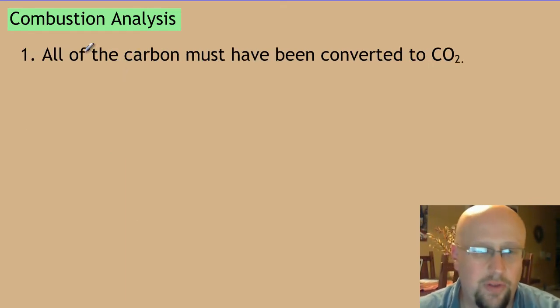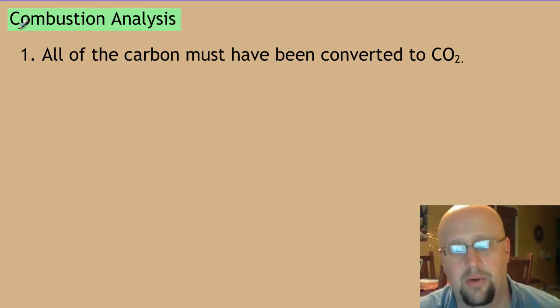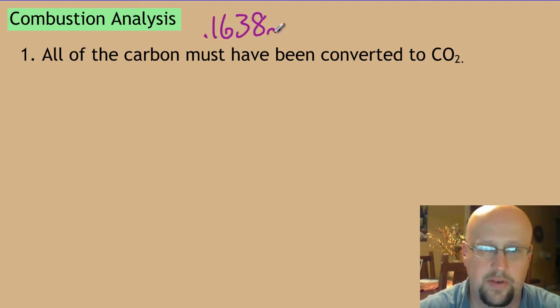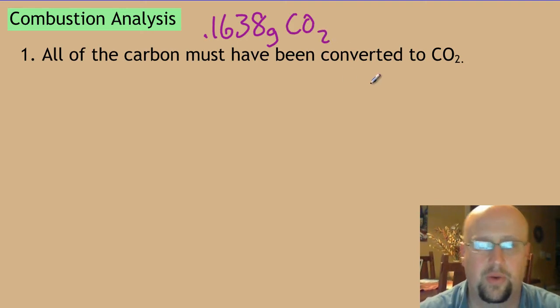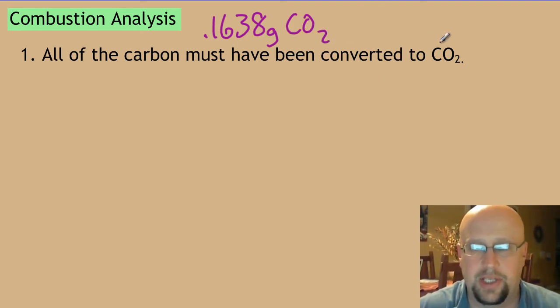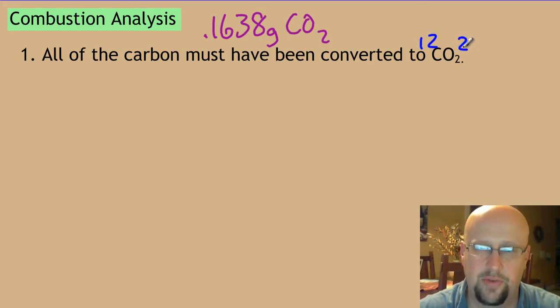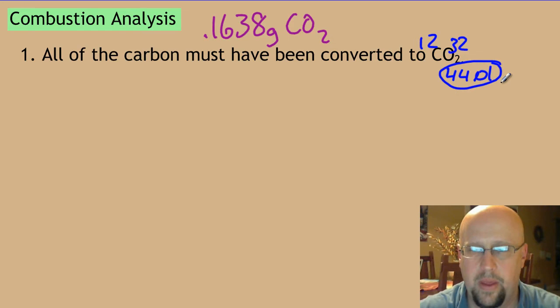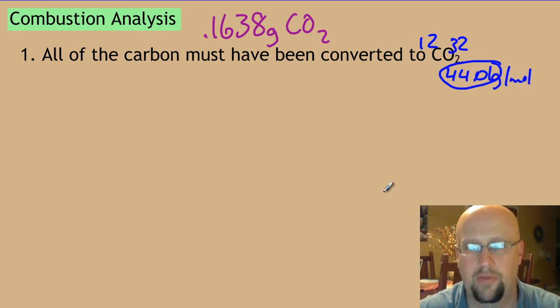So if all of the carbon had to be converted to CO2, and remember that amount of carbon, and we'll just write this up here so that we remember it, all of the carbon turned into carbon dioxide, and so there was 0.1638 grams of CO2. Now, to calculate this, first off, we have to know the molar mass of CO2. And I'm sure that everybody in AP chemistry doesn't have any problem with that. Carbon's 12, oxygen 16. There's 2 of those, so that's 32. We add those together and we get a molar mass of 44, technically 44.01 grams per mole if we're going to be a little bit more precise.